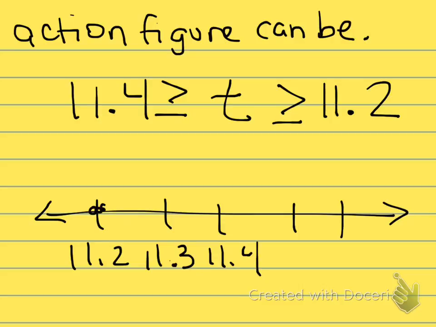So we put a closed circle at both numbers, and 11.2 is going to be greater than or equal to, so that goes to the right. 11.4 is less than or equal to. Again, I'm reading from the variable, so that would go towards the left.